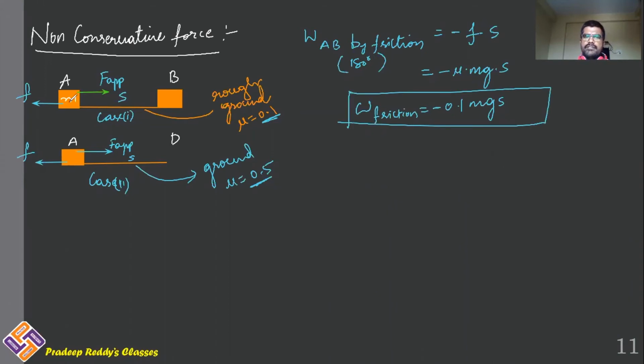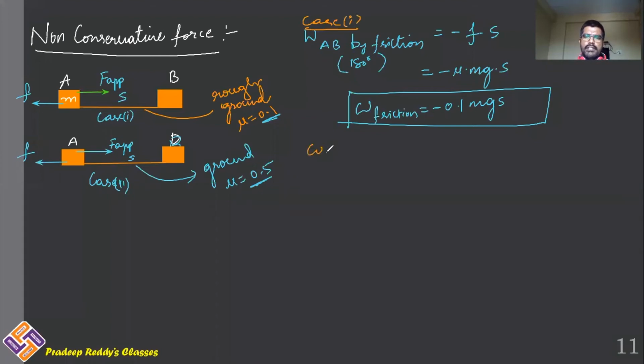Same distance from A to B, same distance, you are moving it. I don't want to make it confused. This also I consider as B position only, same distance. Now I am displacing it on the other surface whose coefficient of friction is 0.5. Then in such cases, this is case 1.